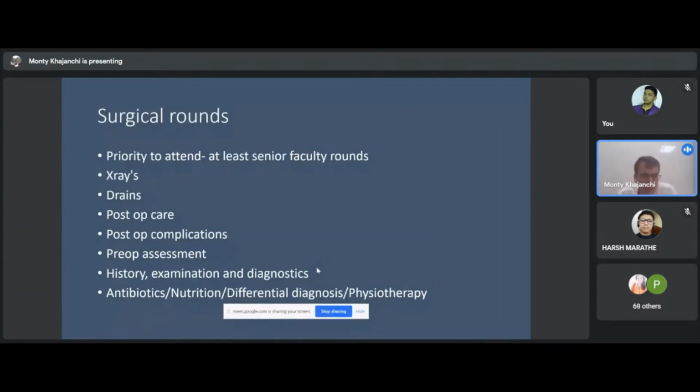So rounds again. How the resident summarizes or presents his history, shows the examination, how the consultant examines, what are the diagnostics they look into or discuss. All this will be covered in your rounds. Again, a few important things, not at your level, probably at the PG level, are important. What antibiotics are going, what is the nutrition of the patient, is there a differential diagnosis or have we clinched the diagnosis, can we move ahead with the treatment part, and how is the physiotherapy of the patient being done post surgery.